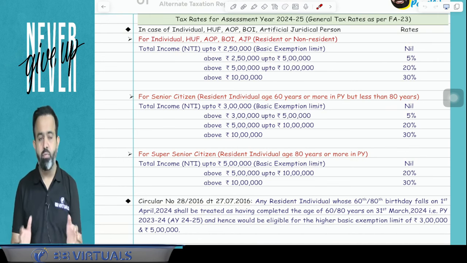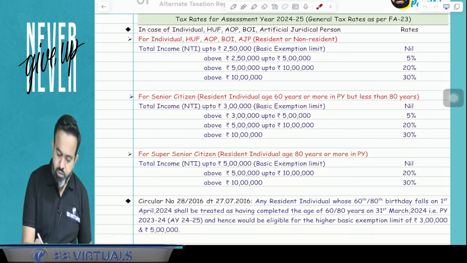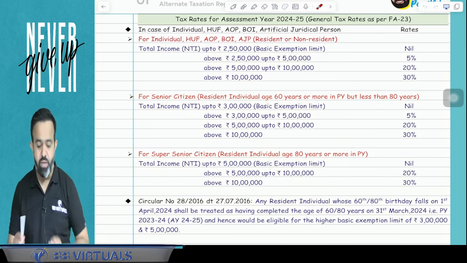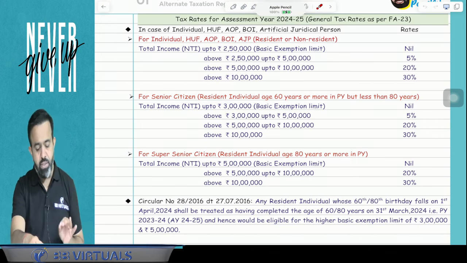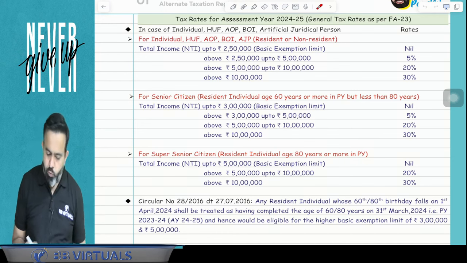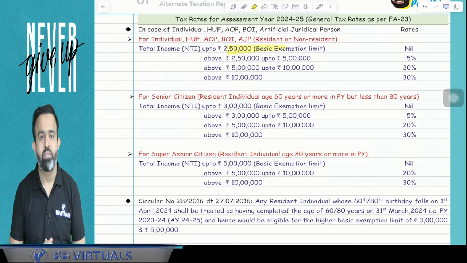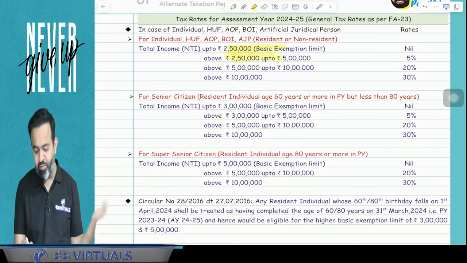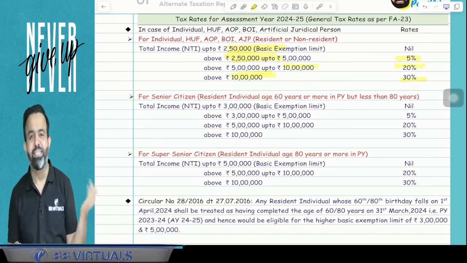So general tax rate for individual, HUF, AOP, BOI, artificial juridical person. So guys, for individual, HUF, AOP, BOI and artificial juridical person, whether this person is resident or non-resident, means even if this person is non-resident, then also the slab rate is applicable. And now what is the slab rate? Slab rate means up to 2,50,000 there is no tax, or I can say that 2,50,000 is basic exemption. 2,50,000 to 5 lakh, 5%, 5 lakh to 10 lakh, 20%, more than 10 lakh, 30%.